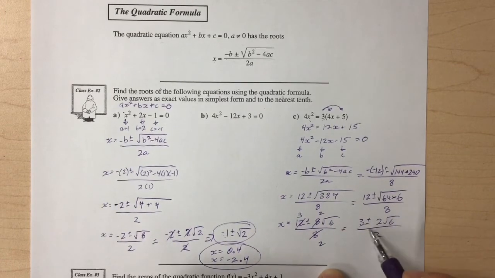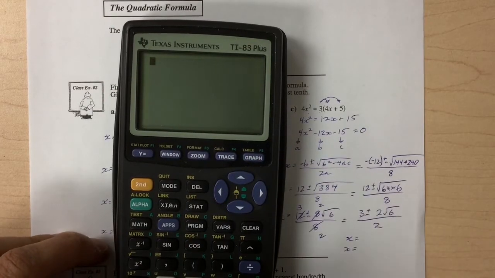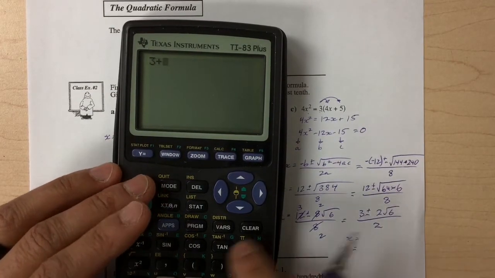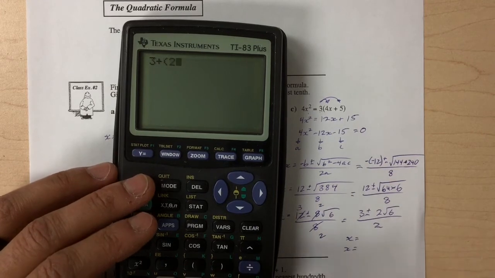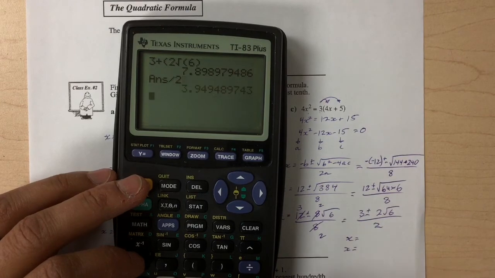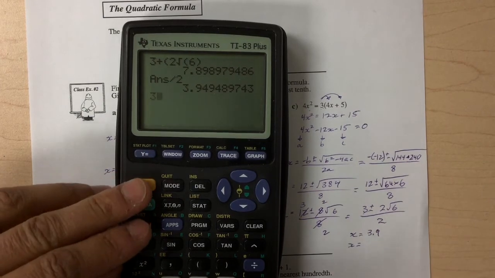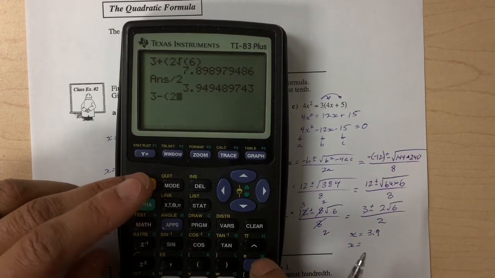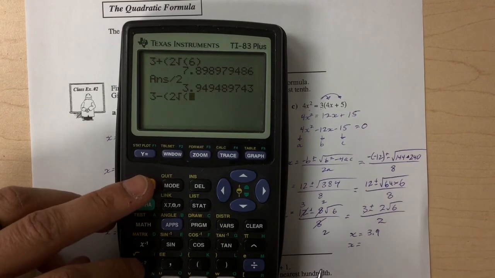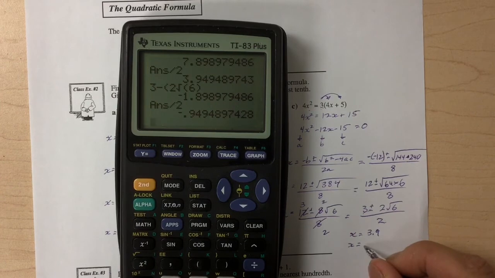All right, so this is my exact value, and my x's as decimals are going to equal 3 plus 2 root 6, divided by 2, which is 3.9, and 3 minus 2 root 6, so negative 0.